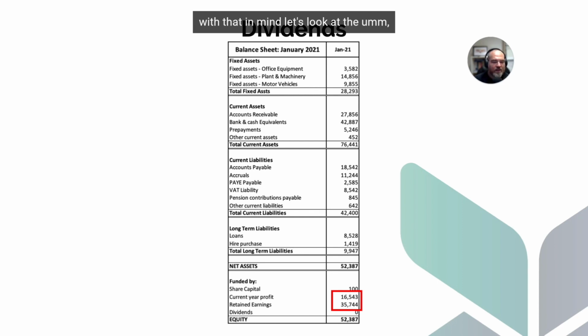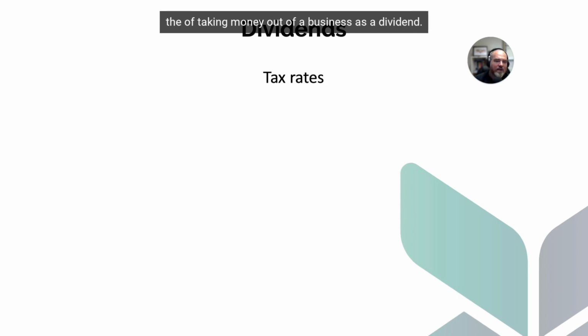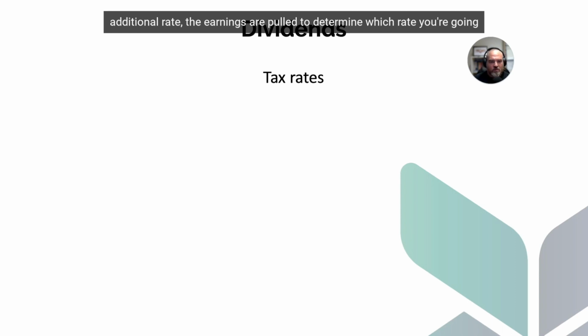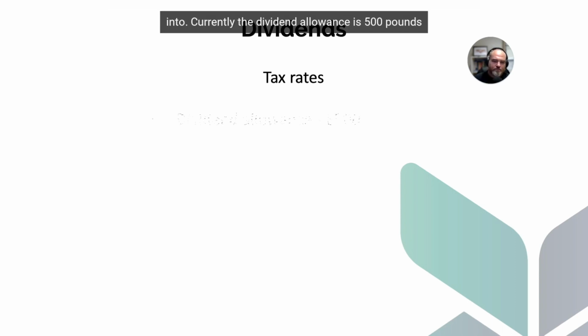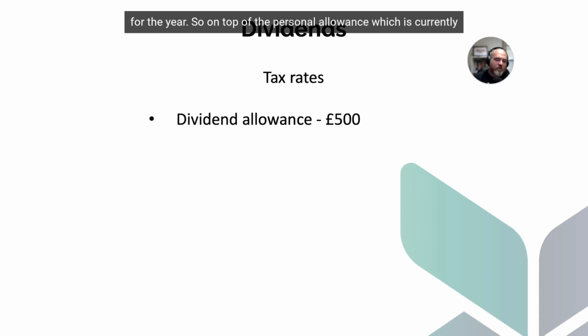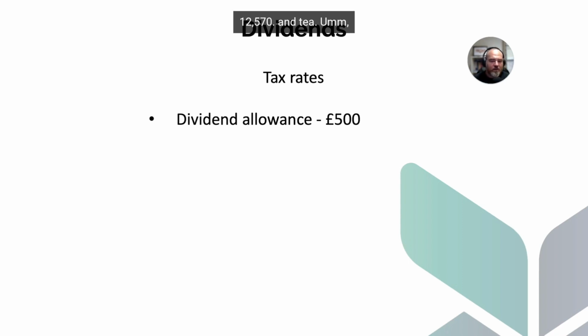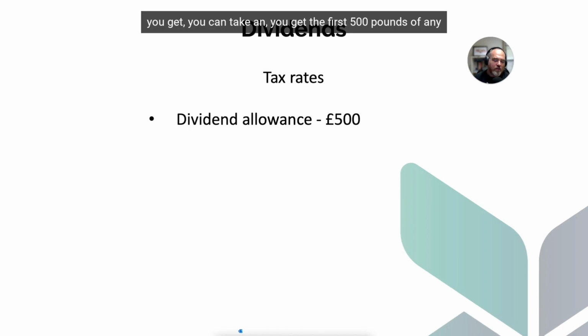So with that in mind, let's look at the implications of taking money out of a business as a dividend. So currently there is a dividend allowance, which is a tax-free amount only applicable to dividends. So in general terms, all your earnings are pooled. When you're talking about higher rate, basic rate, additional rate, the earnings are pooled to determine which rate is going to be applicable. Currently, the dividend allowance is £500 for the year. So on top of the personal allowance, which is currently £12,570, you get the first £500 of any dividends tax-free as well.